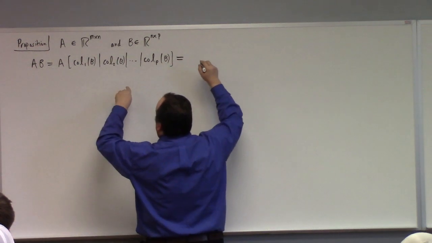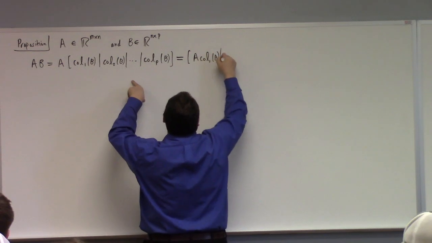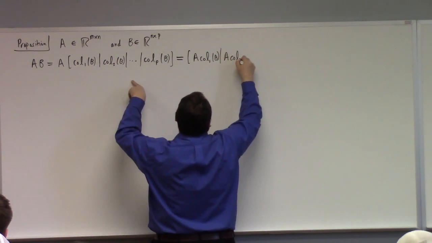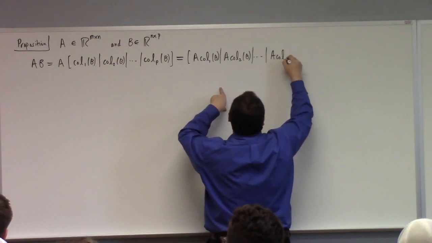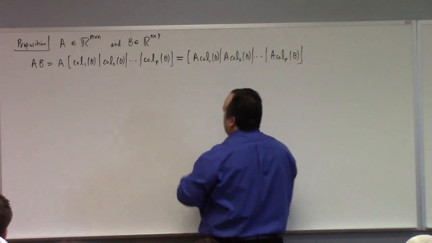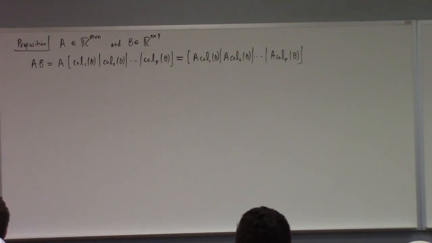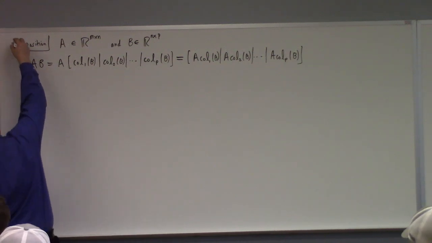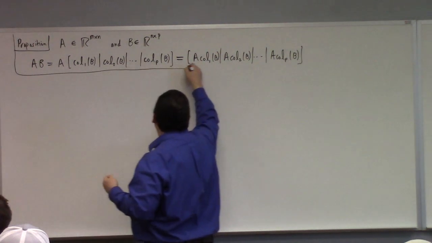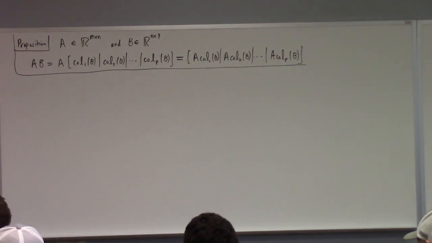Here's the actual content of the proposition, which is that this is equal to A times column 1 of B, A times column 2 of B, up to A times column p of B. This is the column by column multiplication rule. The proof of this I will spare you, but it's really just the definition of matrix multiplication and the definitions of columns. Rather than proving it, I'm going to illustrate it with my previous example.